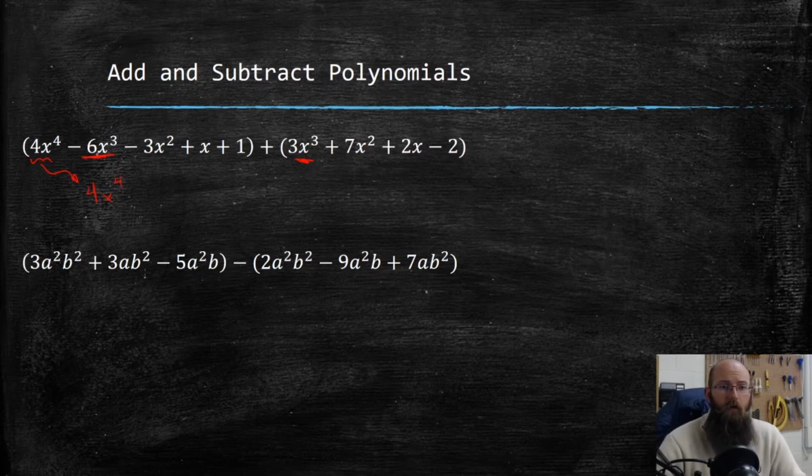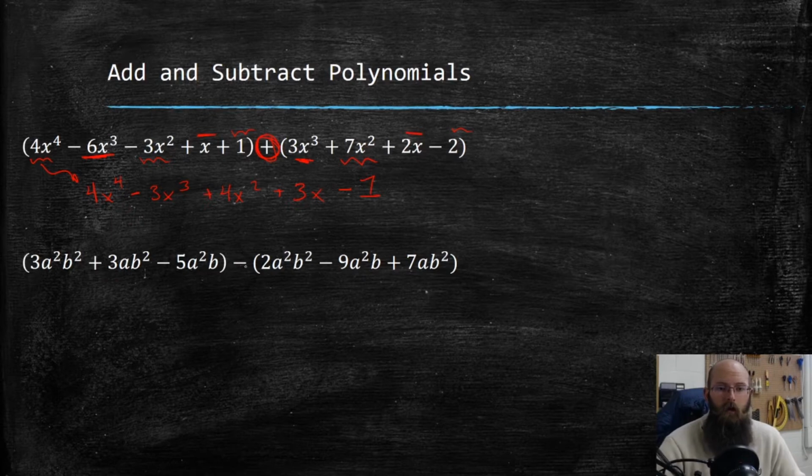Then I'm going to look at the next chunk. So negative 6x cubed plus 3x cubed. Well, I can combine those, and I get negative 3x cubed. Then I have negative 3x squared plus positive 7x squared, and that gets me a positive 4x squared. Then I have x plus 2x gets me 3x, and then I have 1 plus negative 2, which gets me a minus 1. Now I double check this. There's nothing there in common that I can combine together. x to the fourth, x to the third, they're separate things. I cannot combine those. I could if I was multiplying, not adding or subtracting.